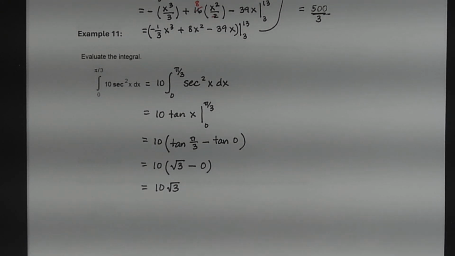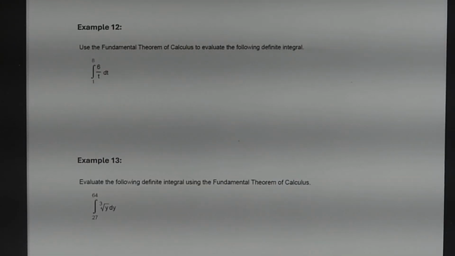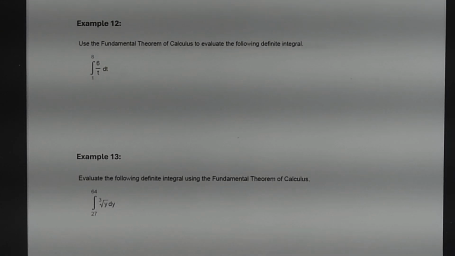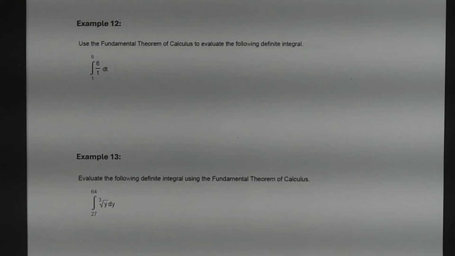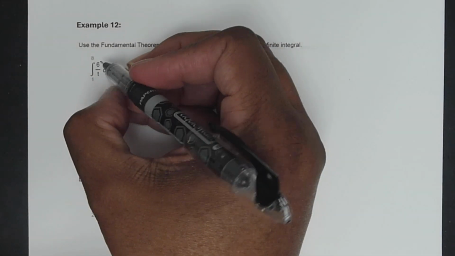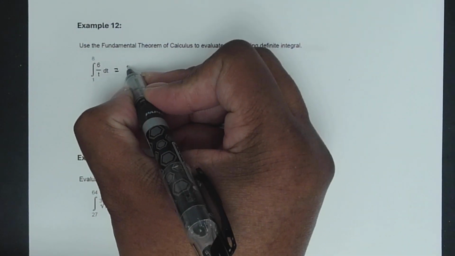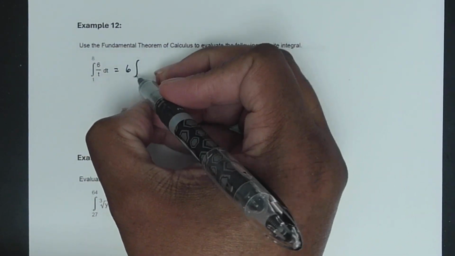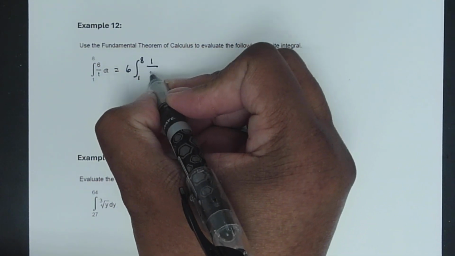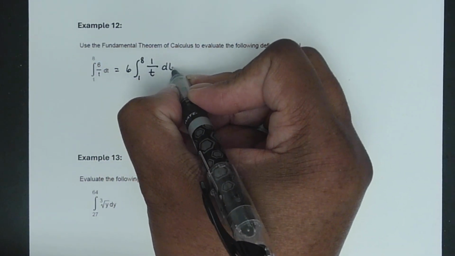Okay. Example 12. Let's say we got the integral from 1 to 8 of 6 over t dt. All right, that 6 is a constant, so I'm going to pull the 6 out in front, and that'll be multiplied by the integral from 1 to 8 of 1 over t dt.